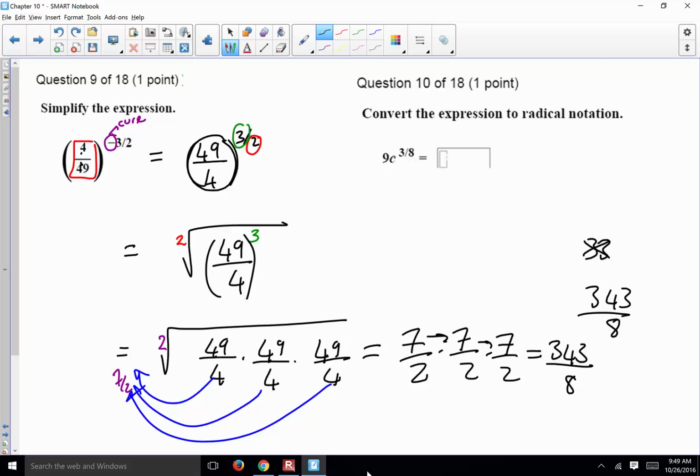Alright, in number 10, you're seeing something for the first time. What do you observe? Something new for the first time in number 10? A variable. C, a variable. A letter. So you won't be able to get a number in this expression. You're going to simplify it, change it into the radical, and simplify as much as you can. Your answer will have some C left in the answer. Alright.